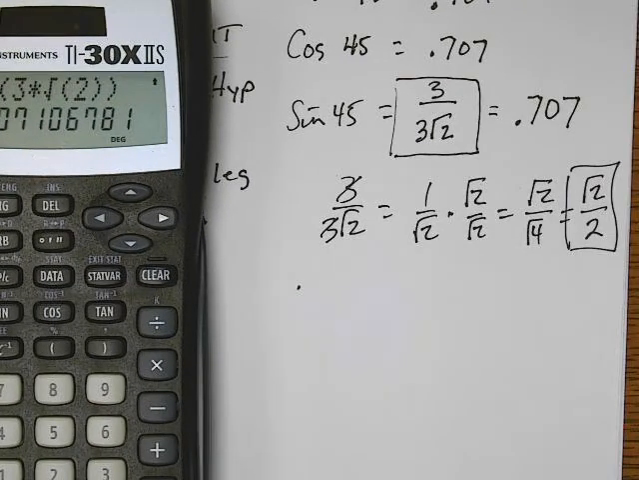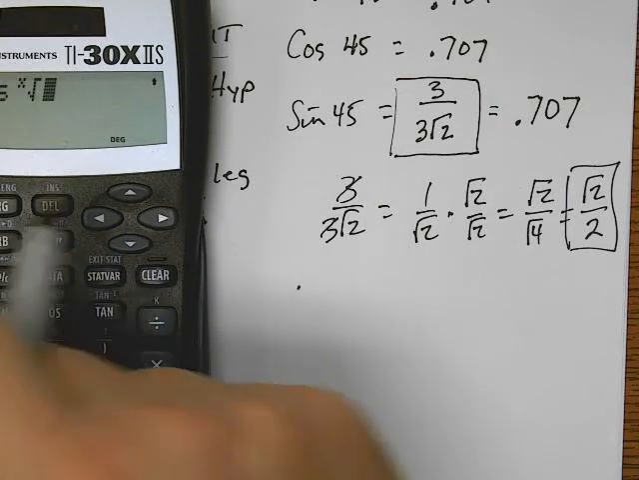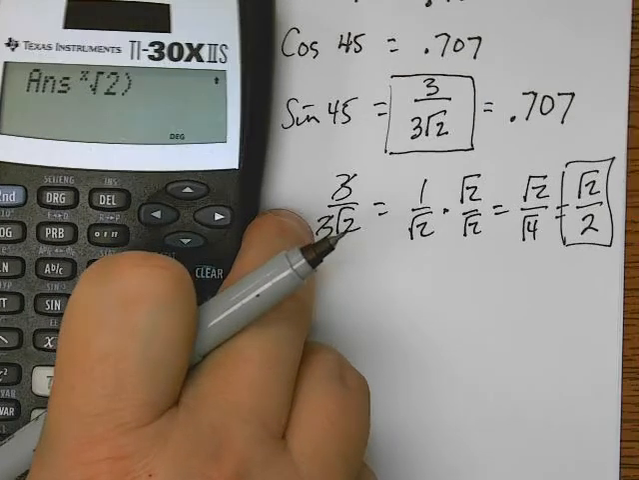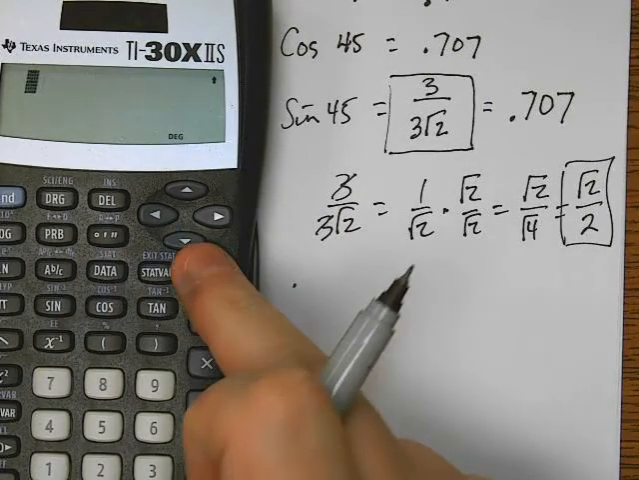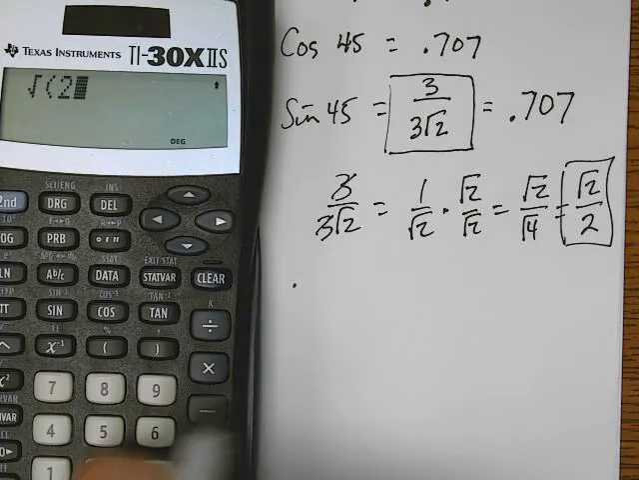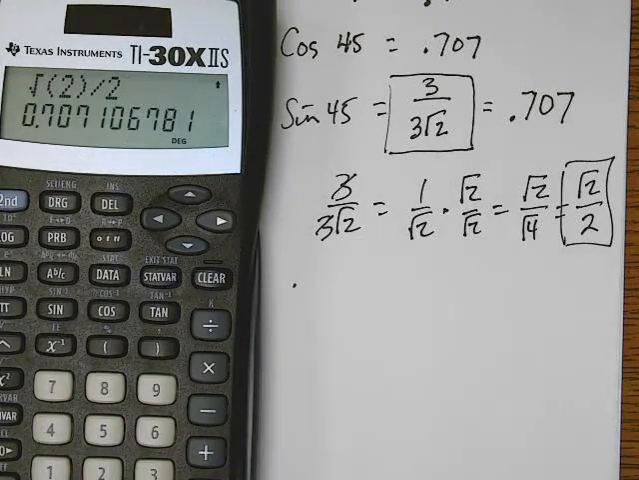Square root of 2 over 2 is not 1. What is the square root of 2 over 2? Let's look at it. The square root of 2 divided by 2. Look at that. Same decimal.